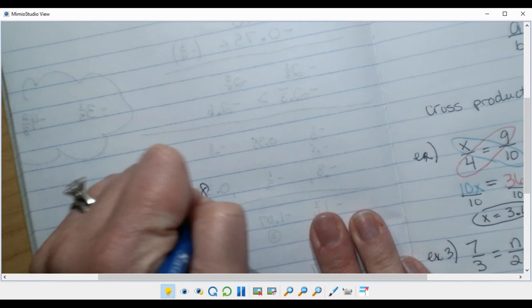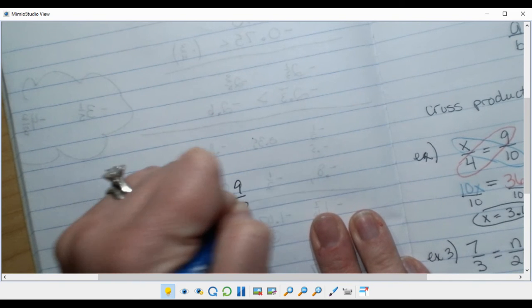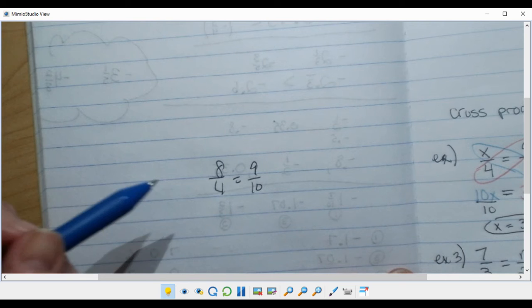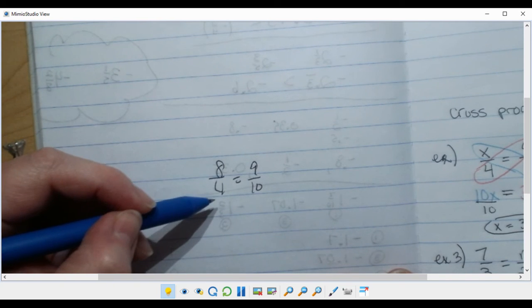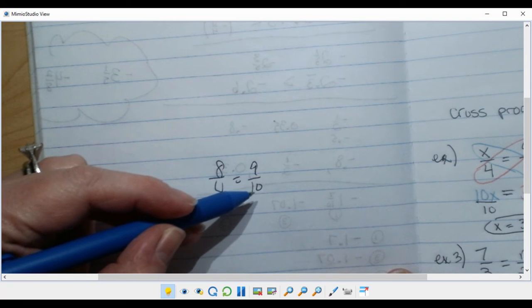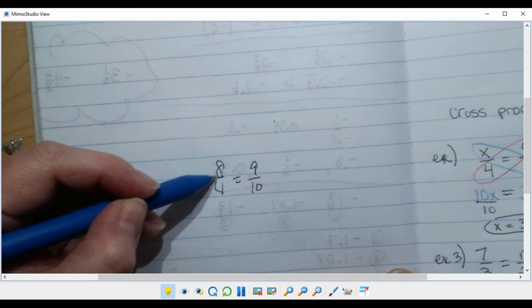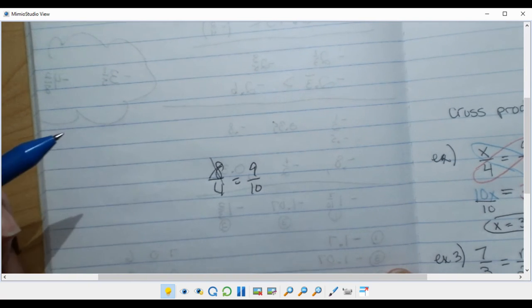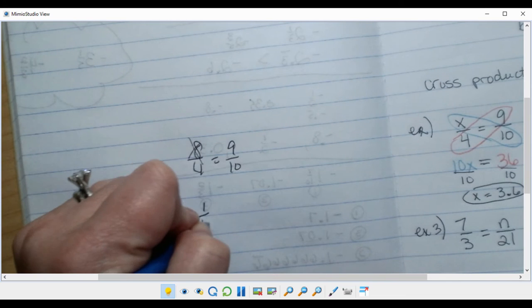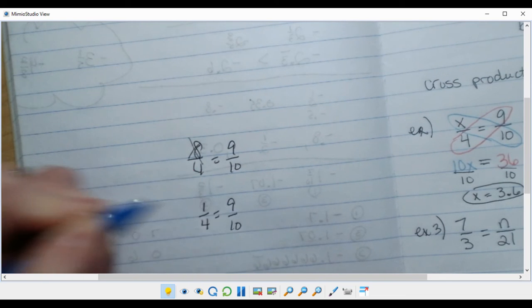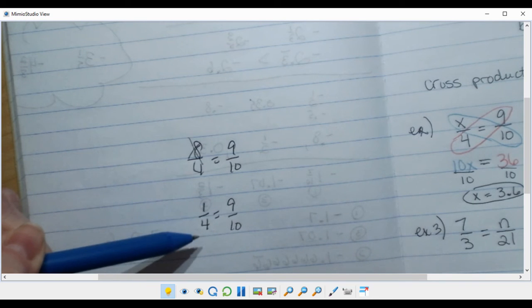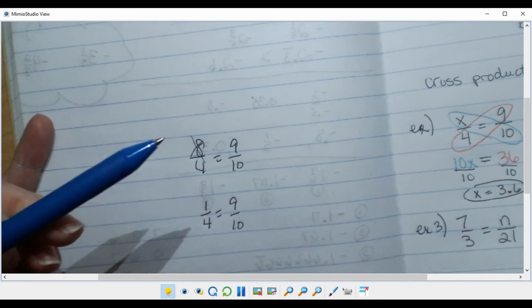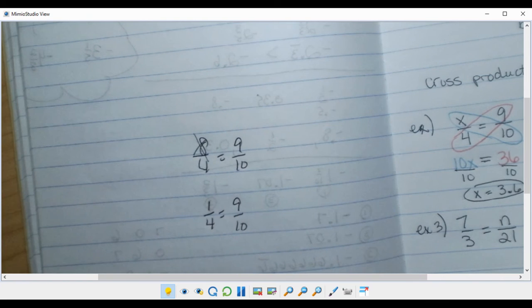If I had gotten something like 8 over 4 equals 9 over 10, that doesn't feel right at all. First of all, the left is an improper fraction. The right is not. These are close. This is like, no, that's just not right at all. And if I had gotten, say, 1/4 equals 9/10, this is almost all, and this is hardly any of it. So you should kind of stick with your gut on, is it the same?